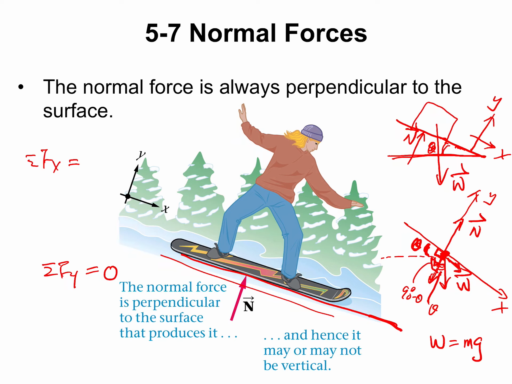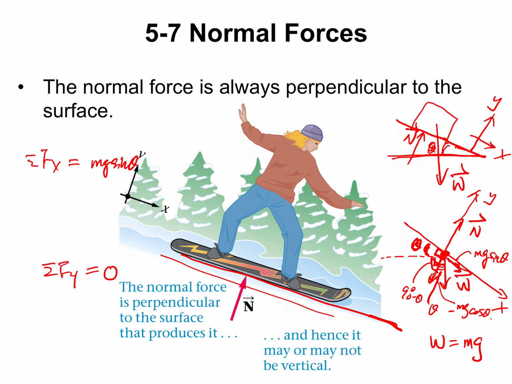So you have to decompose the weight into two directions. In the x-axis it is mg sine theta. In the y component, magnitude-wise, it is mg cosine theta. It's done. If y is upward, then that is negative mg cosine theta. So in the x direction, the net force is mg sine theta, and that's the only force you have.